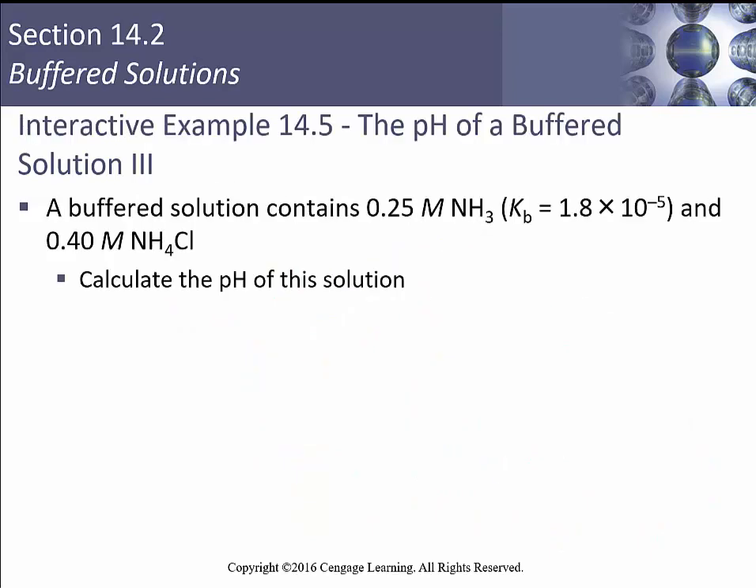So let's do another example. We've got a buffered solution containing 0.25 molar ammonia with a Kb of 1.8 times 10 to the minus 5 and 0.4 molar ammonium chloride, NH4Cl. Calculate the pH of this solution.